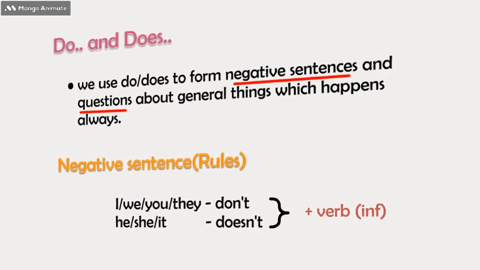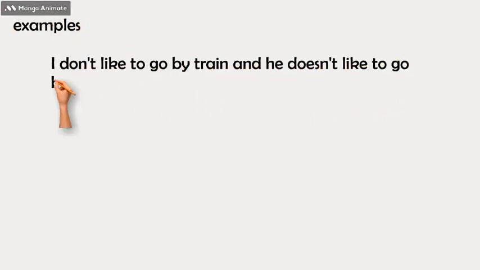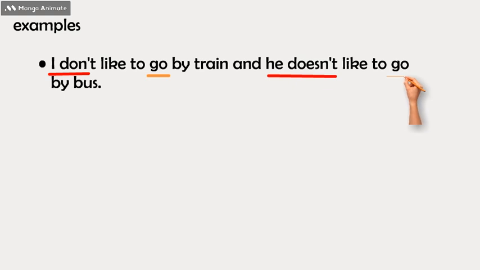Let's look at some examples. First one is I don't like to go by train and he doesn't like to go by bus. Here we are using don't with the pronoun I and doesn't with the pronoun he, and all the verbs are in infinitive form. It's a daily action or personal preference.